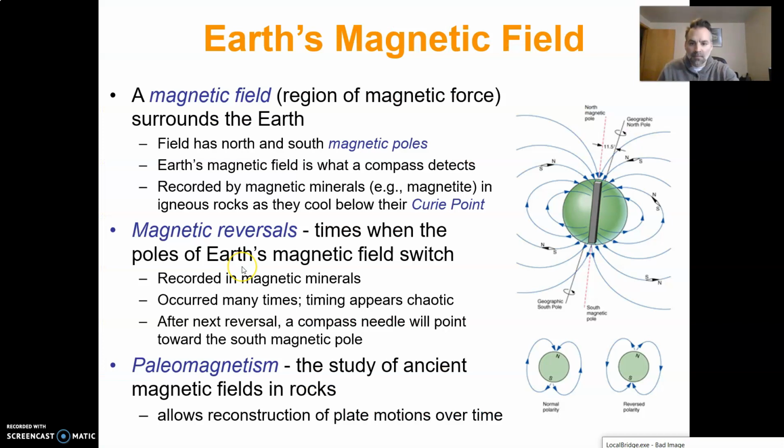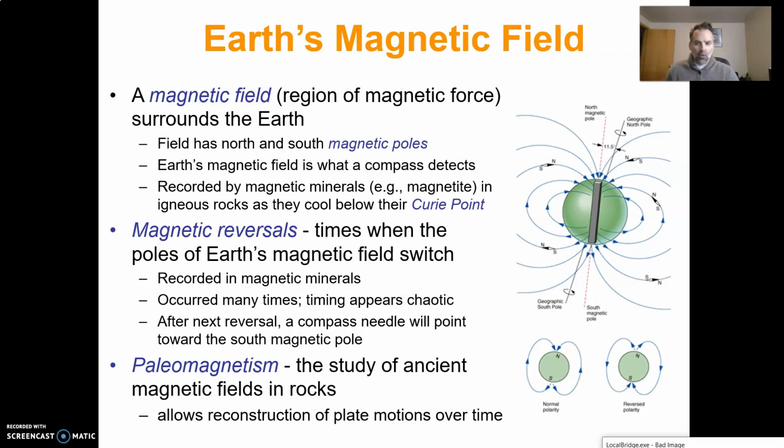So what I'd like to do now is get into a little bit of paleomagnetics and talk about the Earth's magnetic field and the fundamentals, what we know about it, what's happened in the past, and we'll go from there.